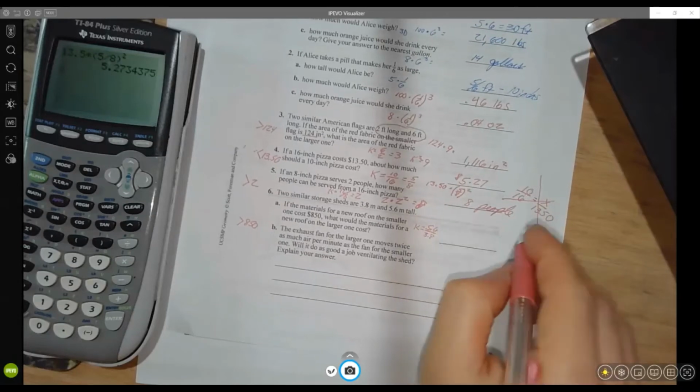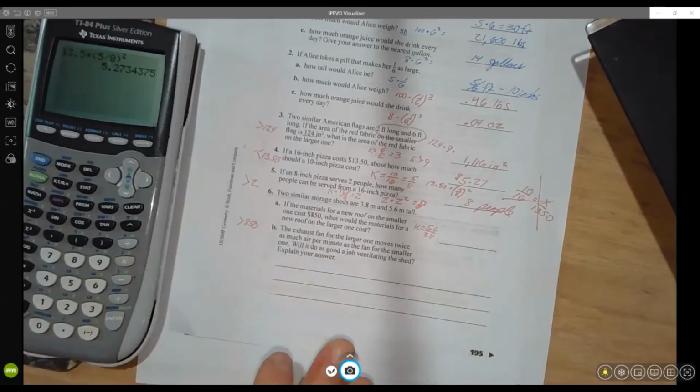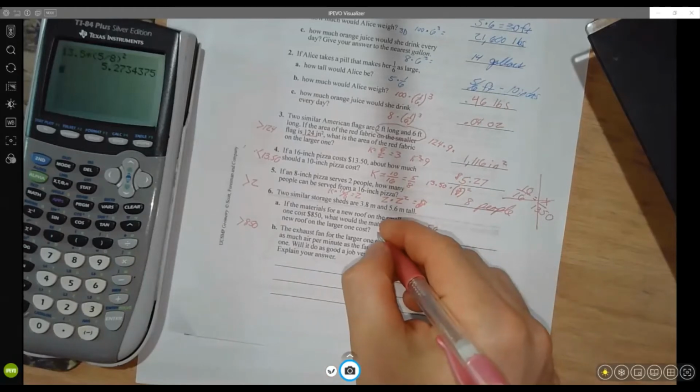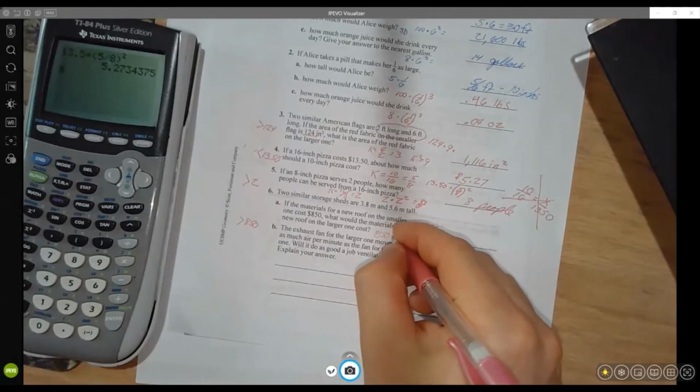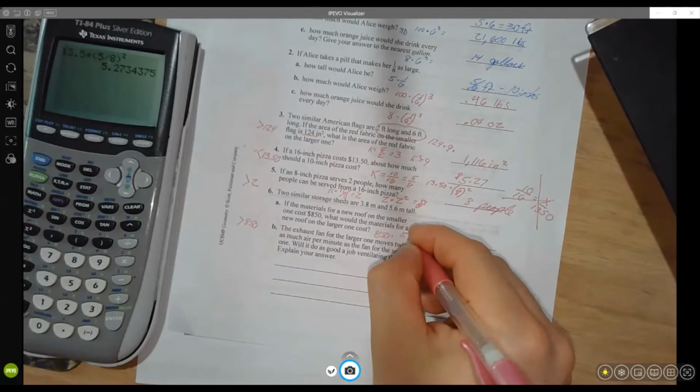So our K value is 5.6 over 3.8. Now, because we're talking about a roof, that's surface area. So we've got to take our 850, multiply it by our K value squared.